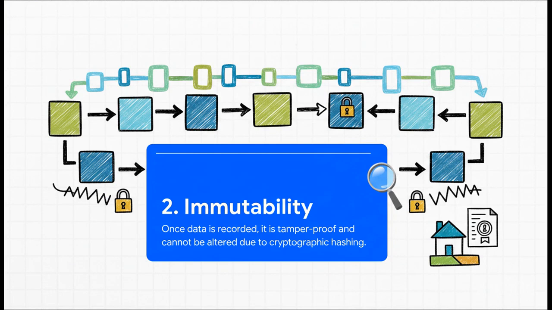Next up, immutability. This one's huge. It means once something is written to the blockchain, it's basically set in stone. You can't change it, you can't delete it. It's secured using something called cryptographic hashing, which acts like a unique digital fingerprint. Each block's fingerprint is linked to the one before it, making a chain that's almost impossible to tamper with. Think about a government creating a permanent, unforgeable record of who owns which piece of land.